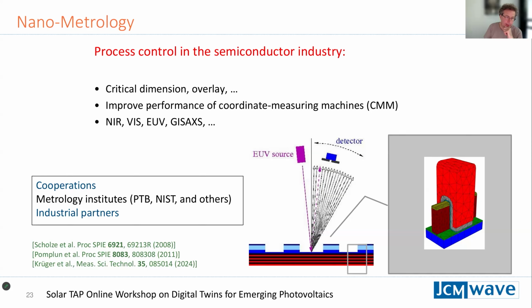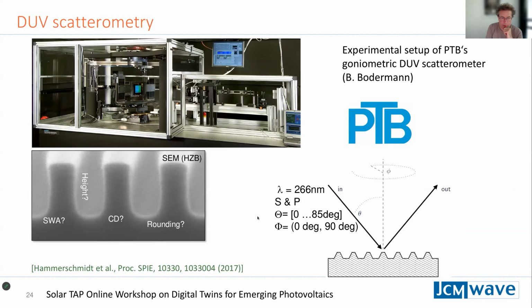And this process control is done in various wavelength regimes like near-infrared, visible, EUV, but also at X-ray wavelengths. Here we have mainly cooperations with metrology institutes, and we have a user base also in the industry. So a typical setup looks like this. You have some radiation source, and then you have various reflected beams which are detected with some detector. So this needs to be modeled, and then it can look like this also in the DUV.